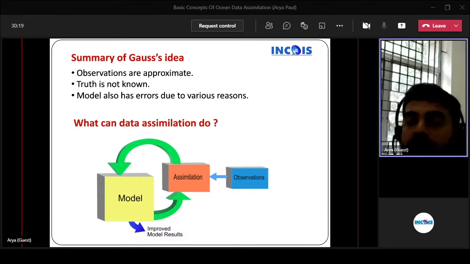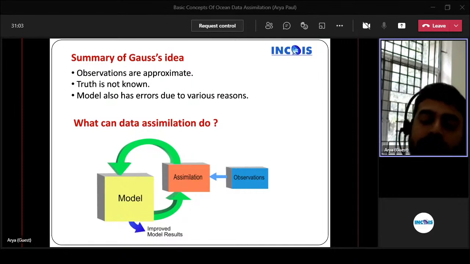It can be because of the dynamics that we have written for the model. We do not understand the entire dynamics completely, and maybe we have parameterized the dynamics, made some approximations, or there are problems, for example, in ocean models. Ocean models are typically forced with atmospheric fluxes. Now those atmospheric fluxes, for example the winds, the radiation, the surface air temperature, whatever forcing we provide to the ocean models, those forcings themselves might have errors.